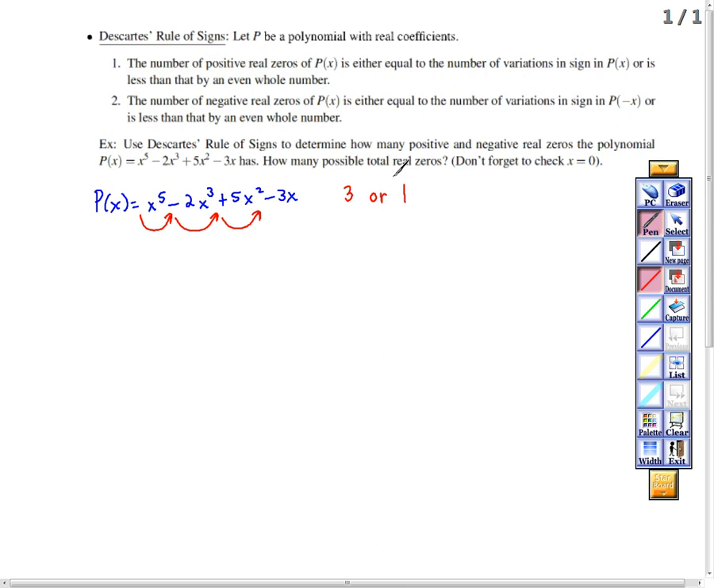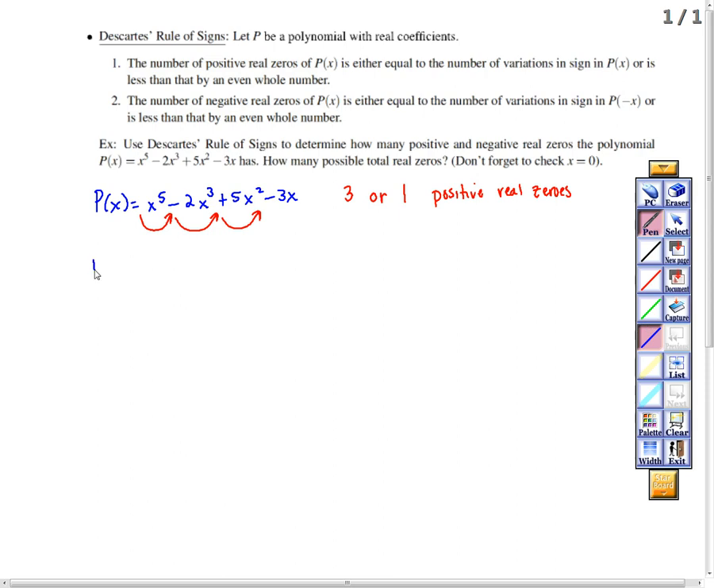And you would also subtract 2 from 1, but that would give me something that's less than 0, so I'm not going to do that. But every time you start out with a number of zeros and subtract 2, if you can still do so, you subtract 2 again, and subtract 2 again, and so on. So there are 3 or 1 positive real zeros.